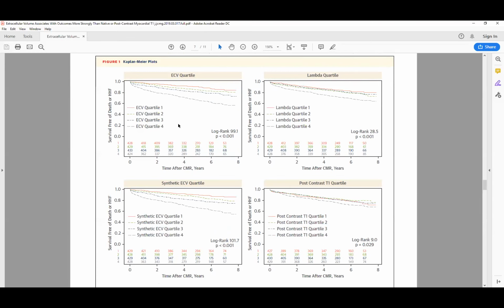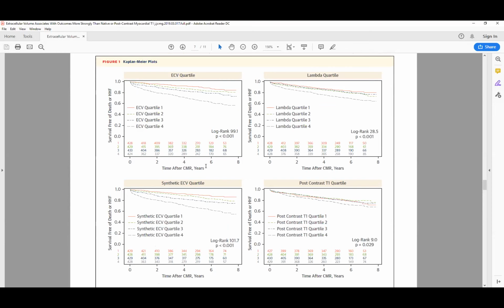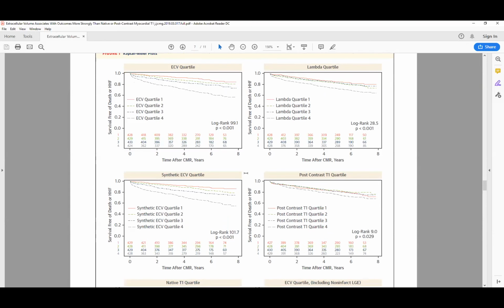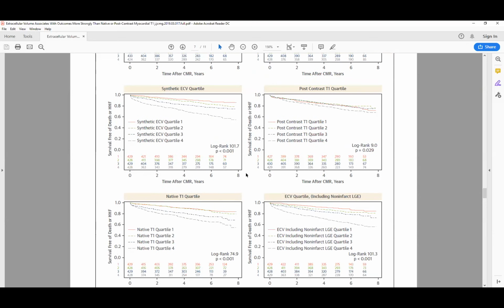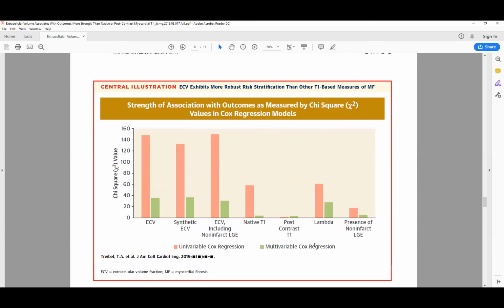So the main ECV excluded focal LGE. So basically looking at diffuse myocardial fibrosis, we looked at two short axis myocardial slices, base and mid, and we averaged those two to come up with a single variable per patient. And this is looking at the aggregate patients.